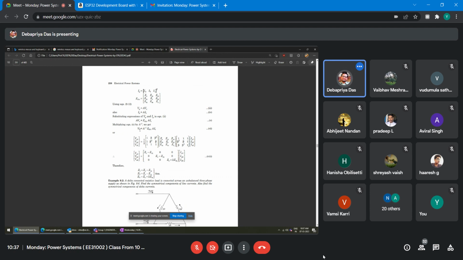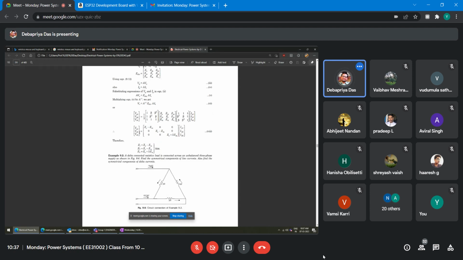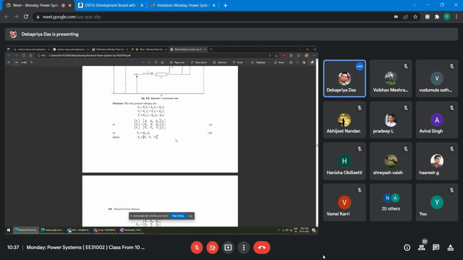Therefore, VS is the symmetrical components VA1, VA2, VA0, equal to 1/3 times this A inverse, then your ZABC, then your A matrix, into this one. If you multiply these three and simplify, you will find VA1. This is directly given, but you have to do it a little bit, right? VA1, VA2, VA0 will be ZS minus ZM 0 0, 0 ZS minus ZM 0, and 0 0 ZS plus 2 ZM, times IA1, IA2, IA0, right? So Z1 is equal to ZS minus ZM, Z2 is equal to ZS minus ZM, and Z0 is equal to ZS plus 2 ZM, right?